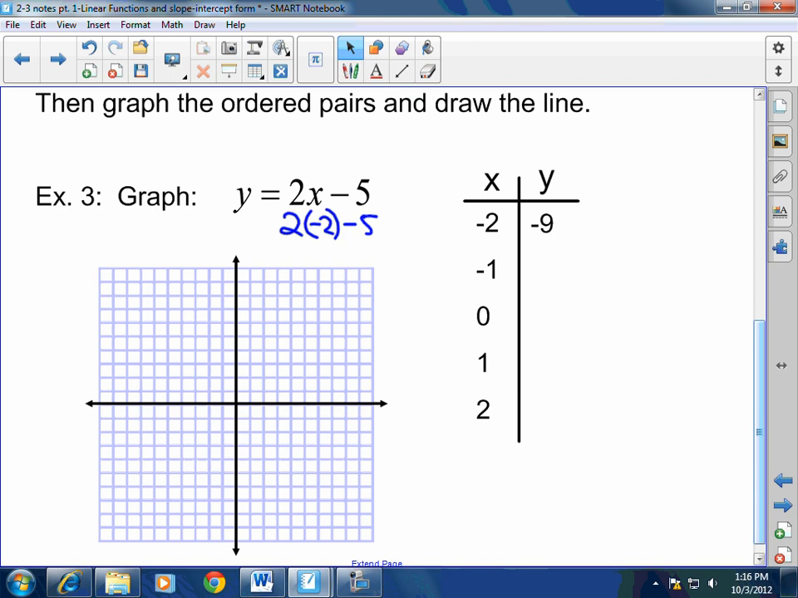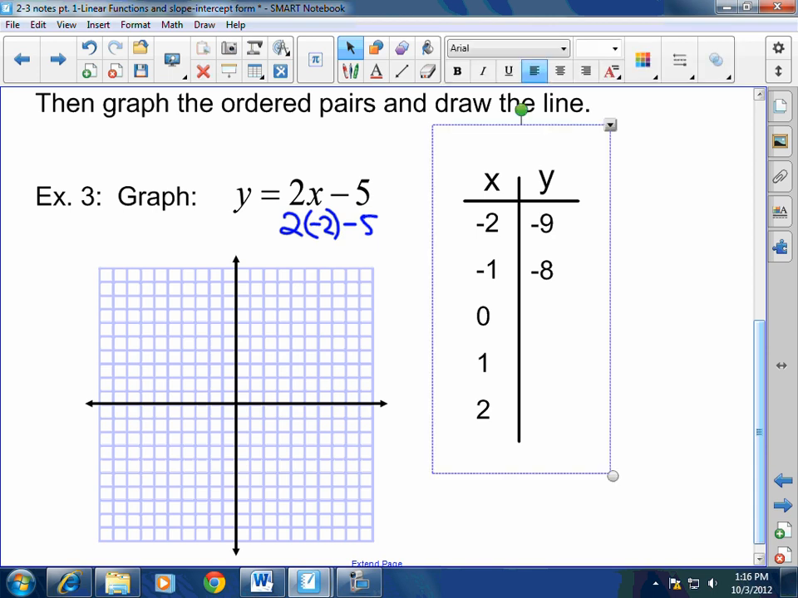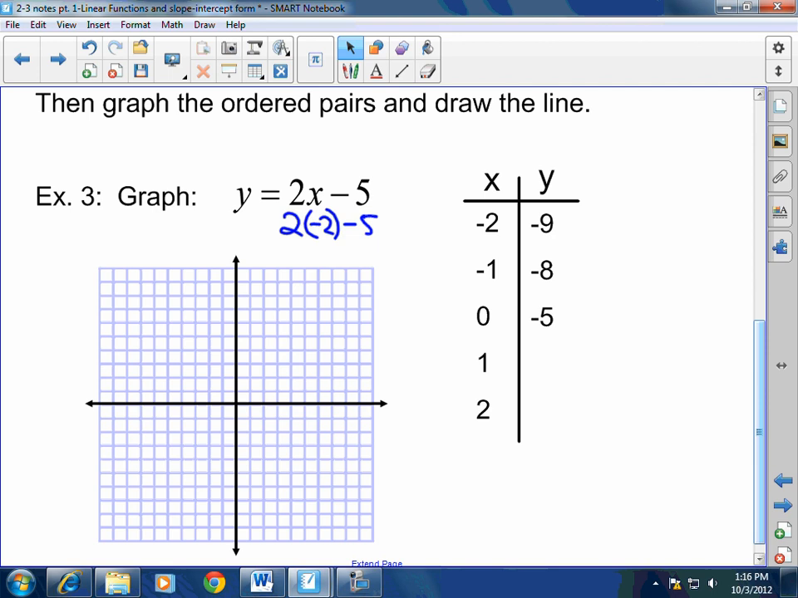When x is -1, we've got, oh, actually, that's wrong. That's -7. My bad. When x is -1, it's -2 minus 5, which is -7. Hello, doofus. When x is 0, y is -5. When x is 1, 2 minus 5 is -3. When x is 2, 4 minus 5 is -1. And now we graph it.